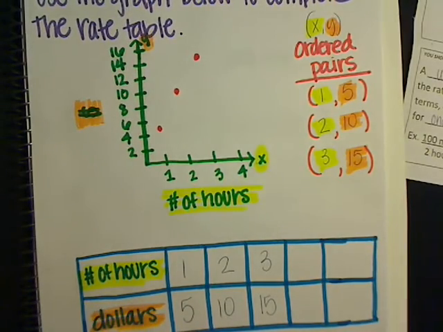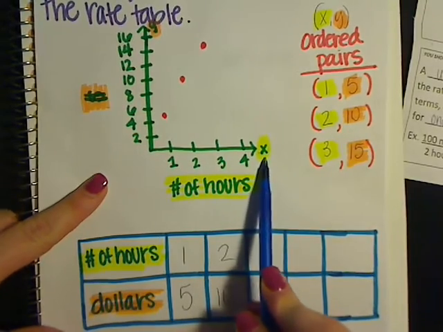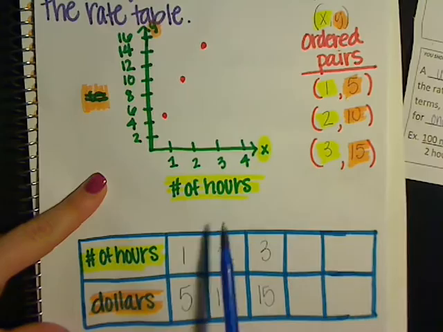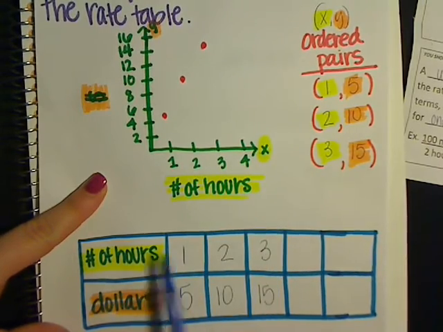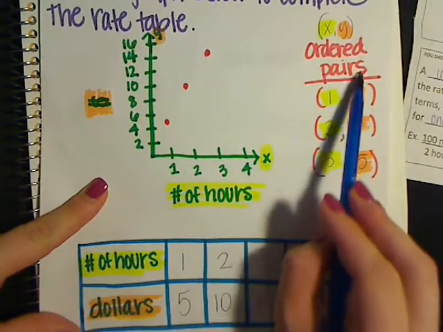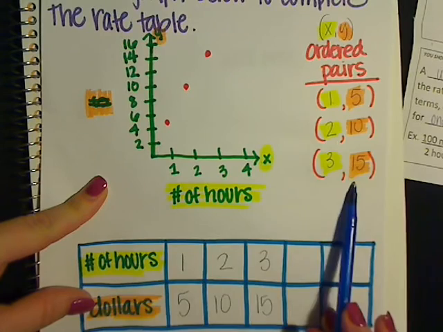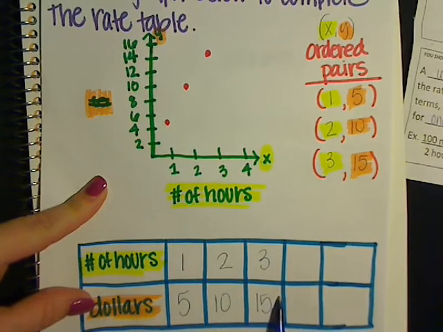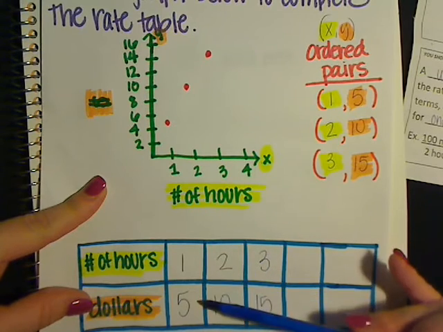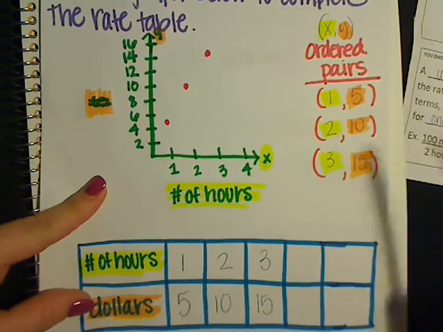Okay, so make sure that you put them in the right places. The number of hours is on the x-axis, then your x coordinates or your x values for your ordered pairs need to go here. If dollars is on the y-axis, then dollars is going to be your y ordered pairs, so make sure that you put your y ordered pairs on the dollars line. And make sure your ordered pairs match up. So 1, 5, 2, 10, 3, 15.